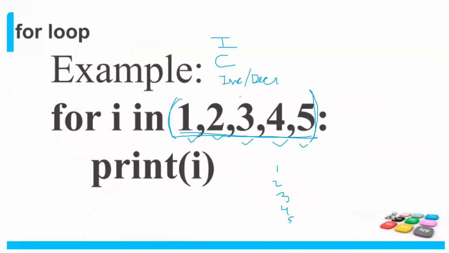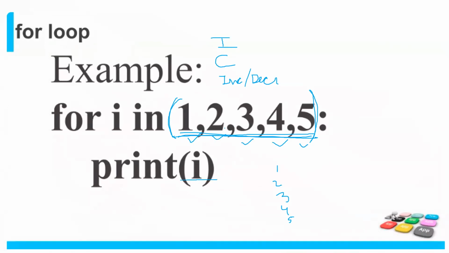This was the example in which we are using for i in 1, 2, 3, 4, 5. So these 1, 2, 3, 4, 5 that we are using with the comma operator will be used as the sequence. This is basically the sequence, and the value will be printed here.